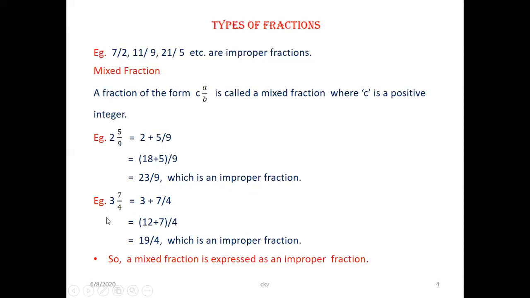Let us see the other one, 3, 7 by 4. This is a mixed fraction which is equal to 3 plus 7 by 4. See, when you sum these two, 3 4s are 12 plus 7, 12 plus 7, 19 by 4. So this mixed fraction 3, 7 by 4 is equal to 19 by 4, which is an improper fraction because the numerator is greater than the denominator.